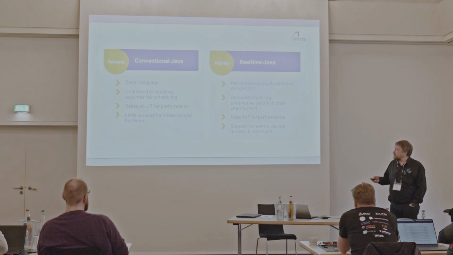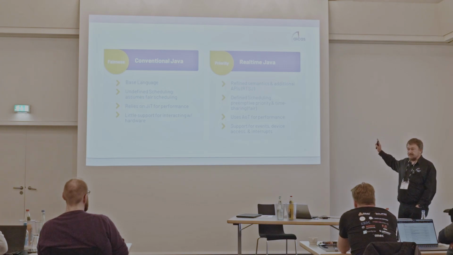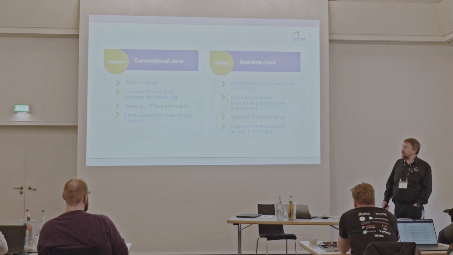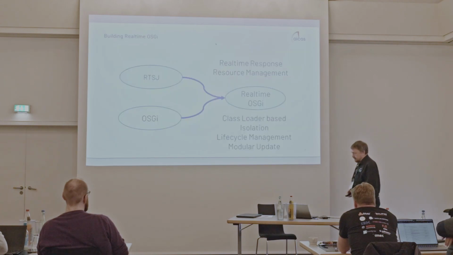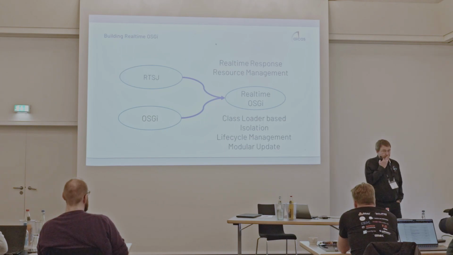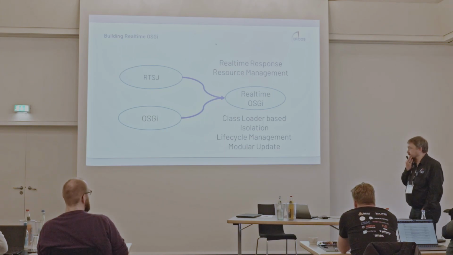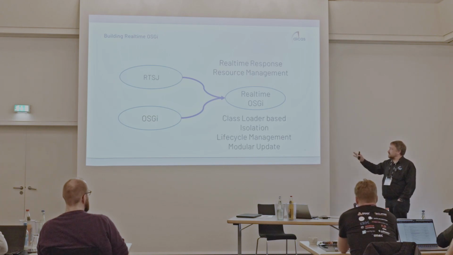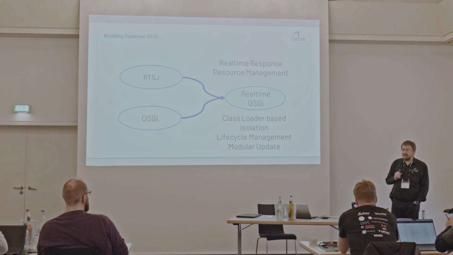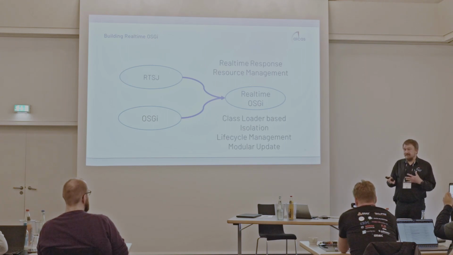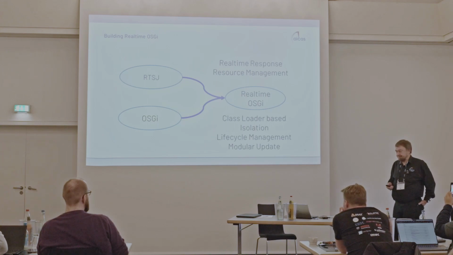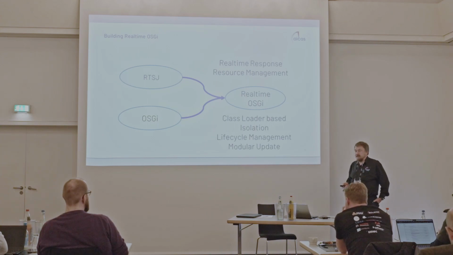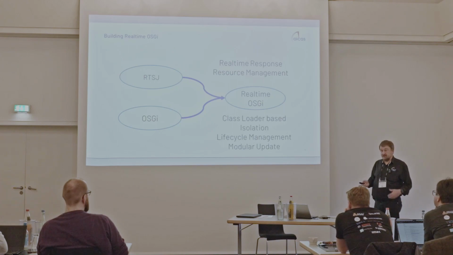So conventional Java, just a recap, is the base language. Real-time Java is kind of a refinement, a superset that gives you some additional capabilities that I just spoke about. What does it mean to put that together with OSGi? Well, you get the nice real-time response and resource management, and you can put it together with class loader-based isolation, lifecycle management, and module update. So you get a nice environment for mixed critical systems, particularly if you want to change the behavior as you go.